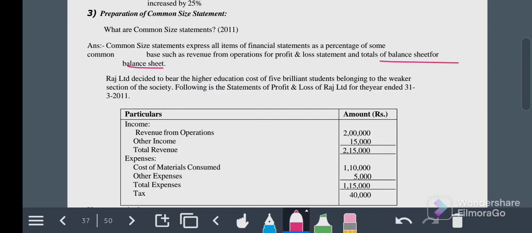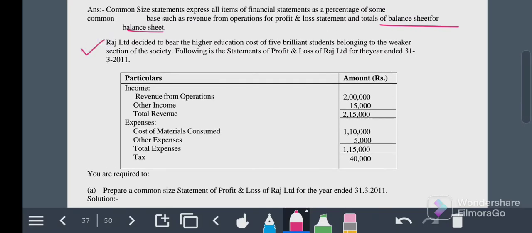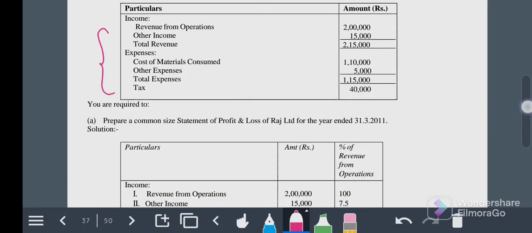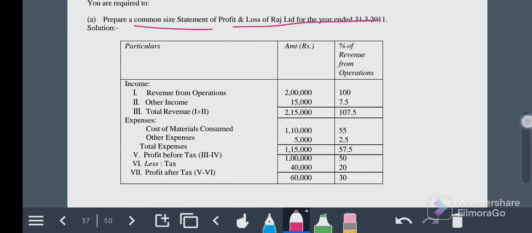Okay, so here you have a question again to look at. Raj Limited decided to bear the higher education cost of 5 brilliant students belonging to the weaker section of society. Following is the statement of profit and loss of Raj Limited for the year ended 31st. This was the P&L given to you. Now you have to prepare a common size profit and loss statement for the year ended.